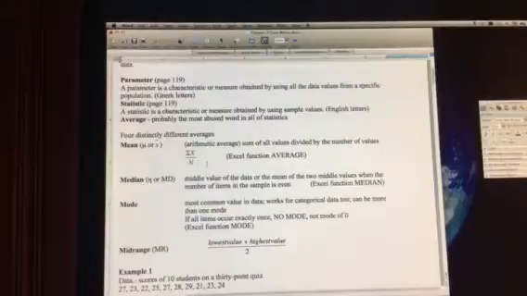Now, people say, okay, why would I need the median? The reason for that is the median has one big advantage over the mean. The median value is what is known as a resistant statistic. The mean is not. Now, what do we mean by a resistant statistic?